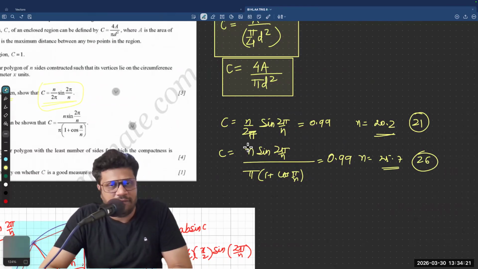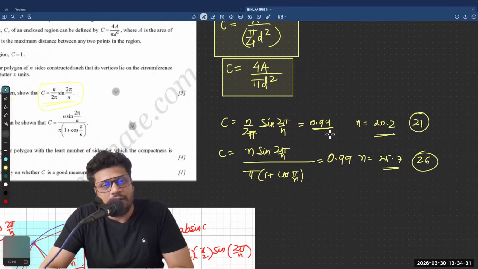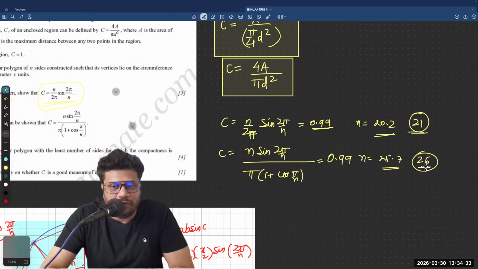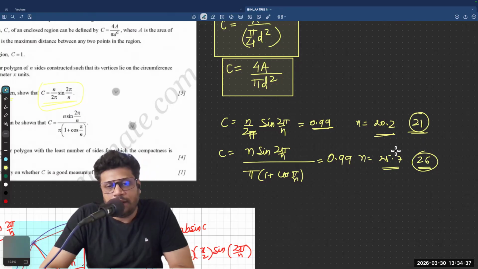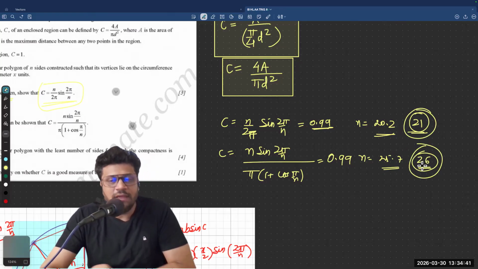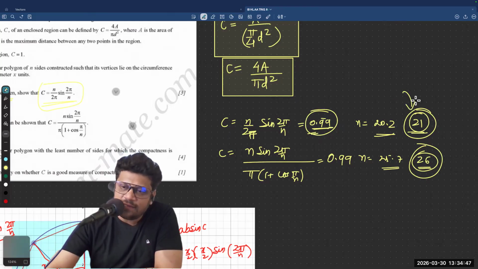Drawing this curve is a problem because there are a lot of points where it looks like it reaches up to 0.9, and it's a very weird graph. You can't look at the value of n or x that you may put up there, but this is what you get if you use the solver. Okay, so the least number of sides for which the compactness is more than 0.99 is 21.